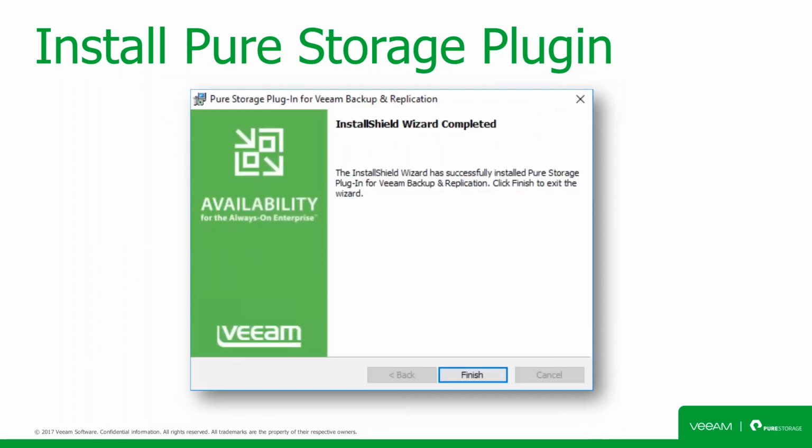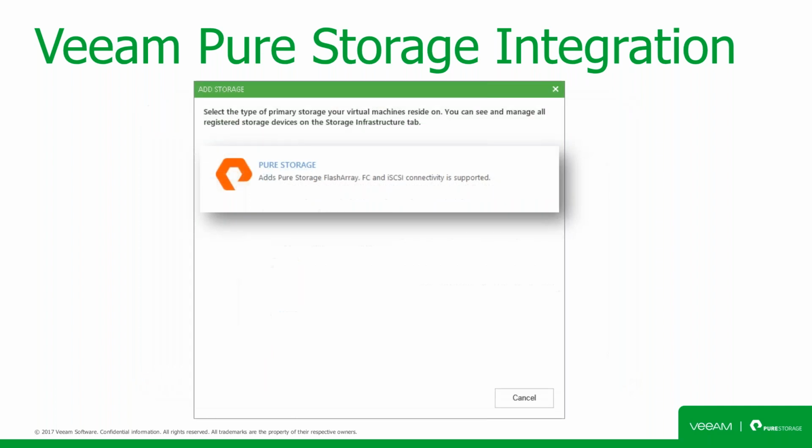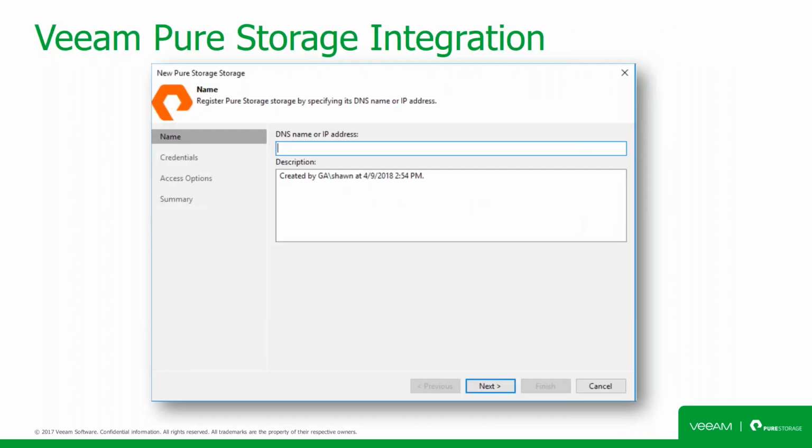Once you install the plugin inside your Veeam Backup and Replication server, open the Veeam console, and then go to the storage infrastructure section. Under the infrastructure section, click on the add storage button. Then you should be able to see the Pure Storage section. Select Pure Storage, click the add Pure Storage FlashArray button, and then it'll ask you to give the DNS name or the IP address of your Pure FlashArray.